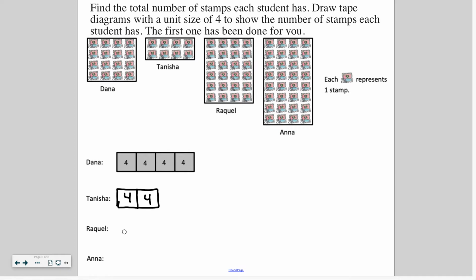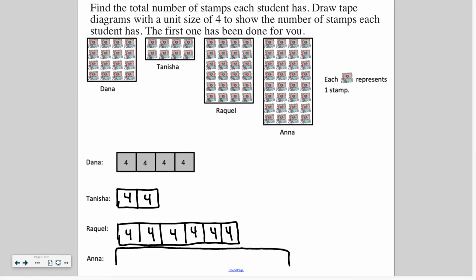So Raquel, we said 6 rows, so I'm going to need 6 parts, and they're each going to be 4. So 4, 8, 12, 16, 20, and 24. And then lastly for Anna, I'm going to do an even longer one, which is going to have 8 parts in total. Again, 4 in each.